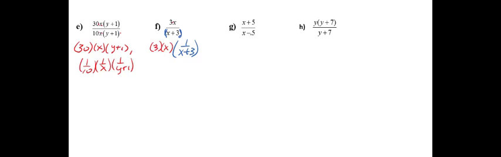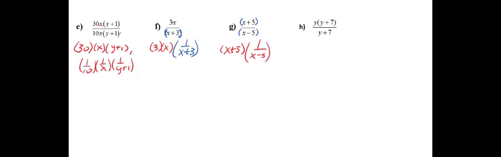The same thing happens in G. When I look at these, I need to see them as a multiplication, as factors. So the division bar is grouping x plus 5 as a factor, and then x minus 5 as a factor. So the numerator would be the x plus 5, and then the denominator would be a factor of 1 over x minus 5.